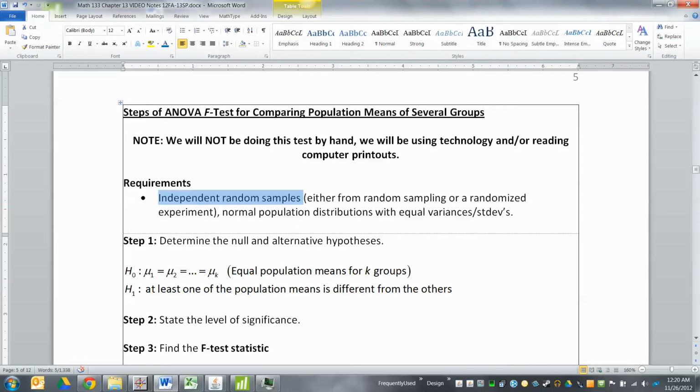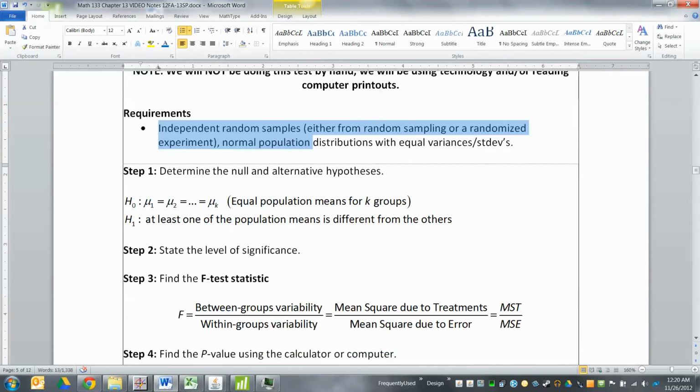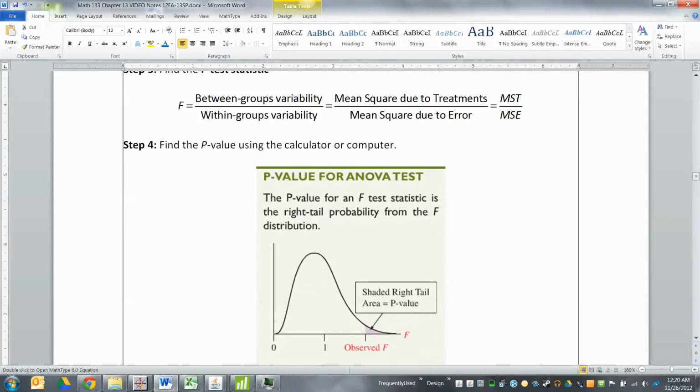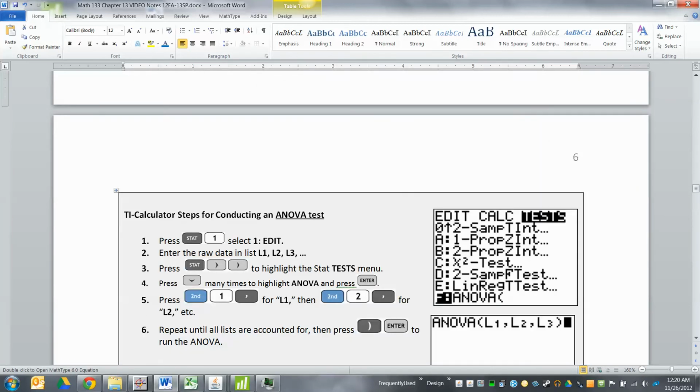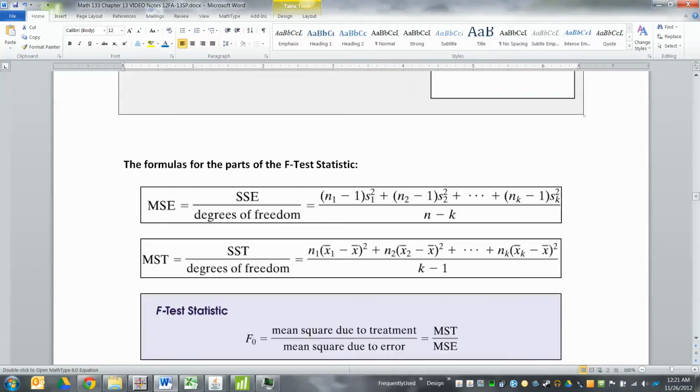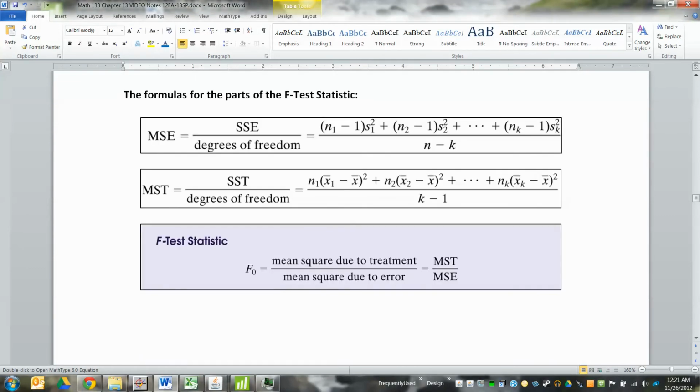You still need all these requirements, that it's independent, that it's random samples, and all that good stuff. Normal distributions. Fabulous. And we've already gone over the null and alternative hypotheses. Now, I left in the calculator instructions for no good reason, but if you want to read them, there they are. And then the formula parts.